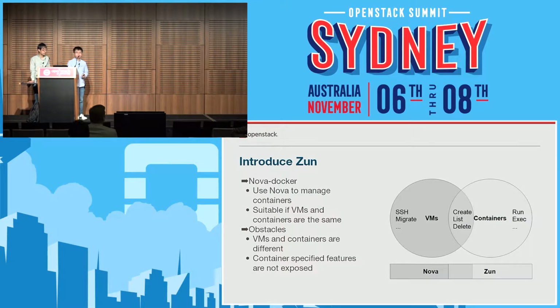So another way to run a container is to use Nova Docker. Generally speaking, Nova Docker provides a driver for Nova to allow users to use the Nova API to manage Docker containers. And this approach is suitable for use cases that require treating a container as a VM. But in general, a container is not a VM. There is a set of operations that is specific to containers and not shared with a VM. And this is why we created the Zun project, which has its own APIs designed for containers.